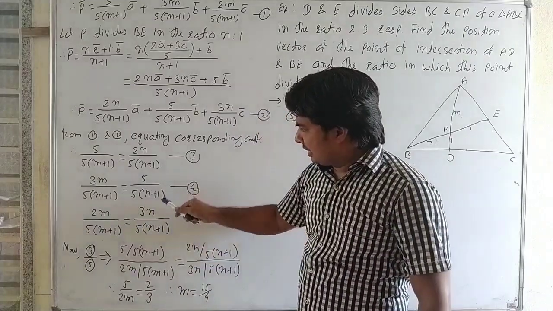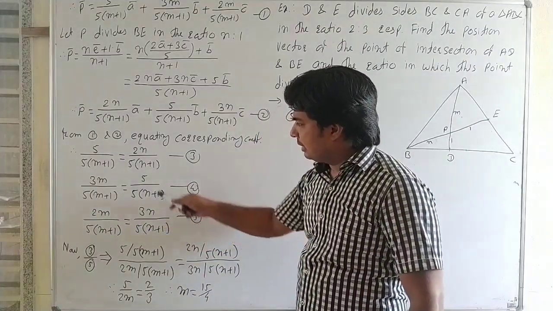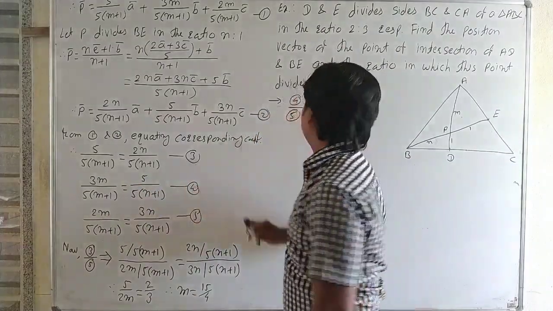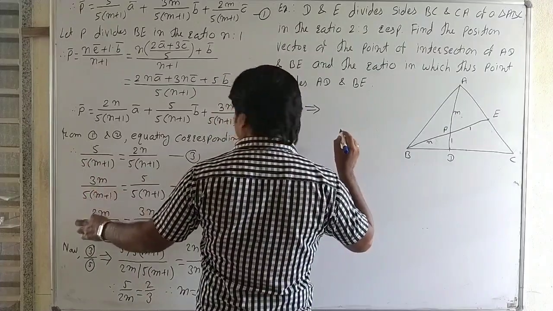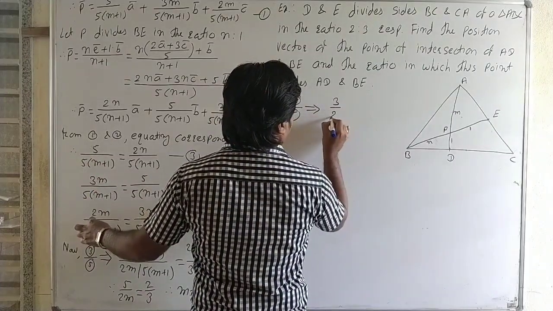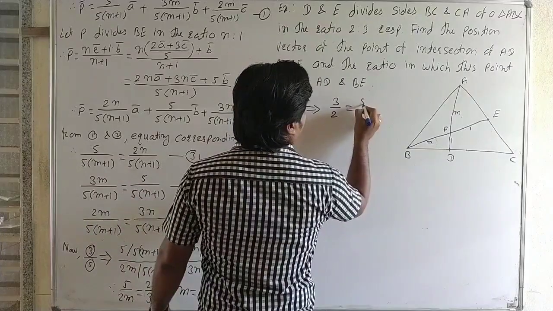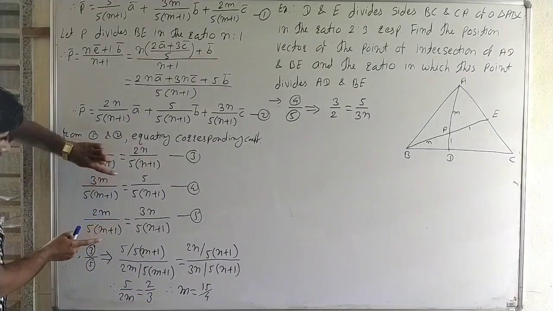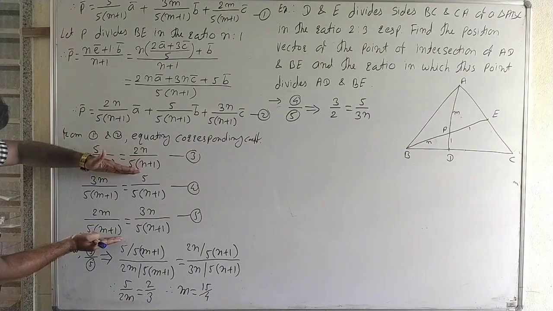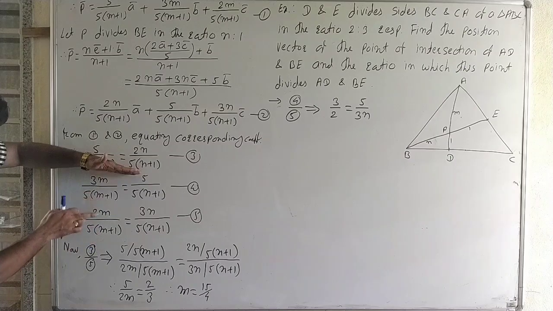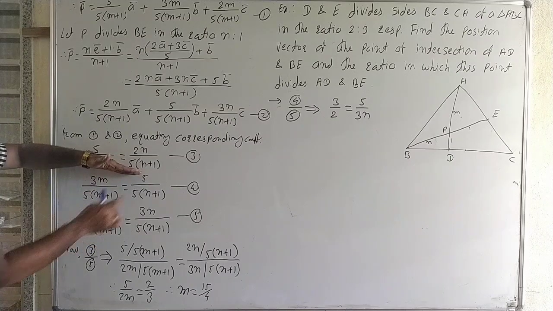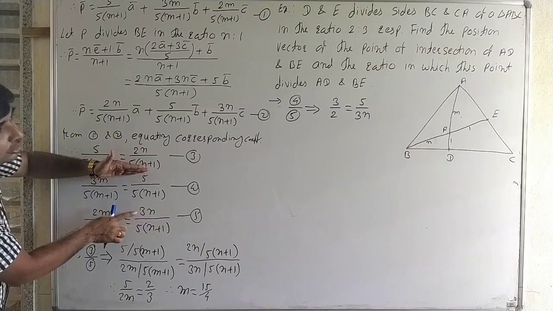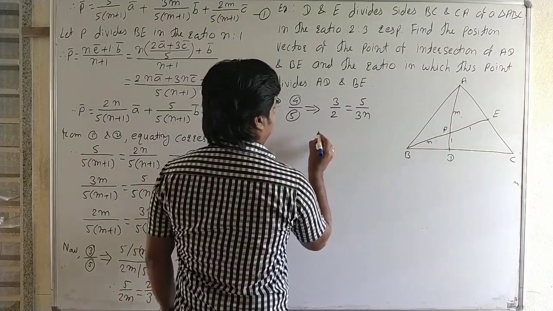And here 5n plus 1, 5n plus 1 cancel. Here 5 upon 3n, that means 3 by 2 is equal to 5 by 3n. Here dividing equation number 4 and 5, the m cancel, 5m plus 1 cancel, we get 3 by 2. Again here 5n plus 1 cancel, it is 5 upon 3n, and then we find the value of n.